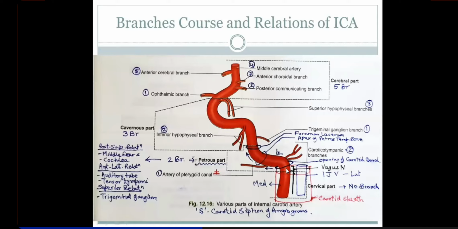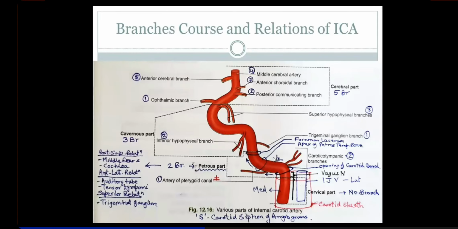Now talking about the branches. We have discussed the course of the internal carotid artery, now we talk about the branches. As I told you, the cervical portion of the internal carotid artery gives out no named branches. Then when it reaches the petrous temporal bone, it is directed forward and medially, and in this course in the petrous temporal bone it will give branches.